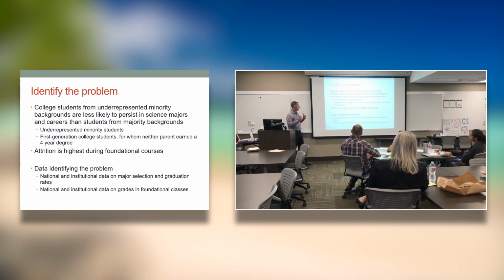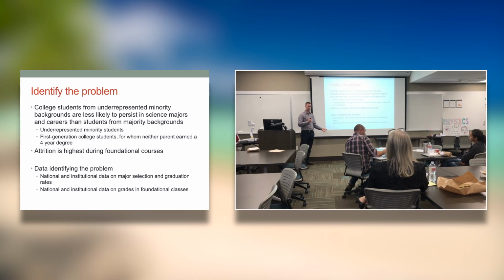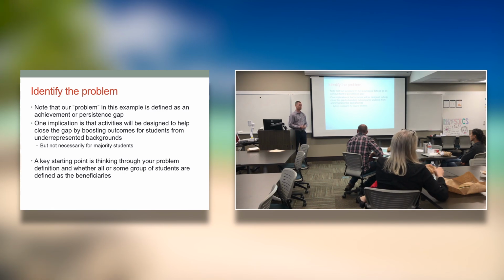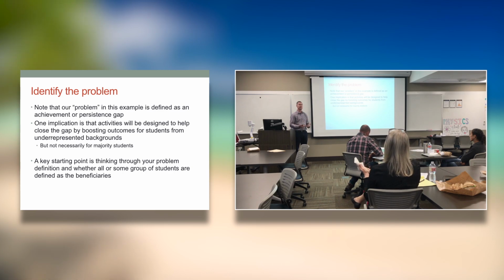Okay. So the problem we identified was an achievement gap or a persistence gap. Okay? And we thought, how can we try to close this? This is a point where you've got to figure out what can we do at this institution and where can I put my time. In our example, the problem is defined as a gap. That means that one of the implications is we're going to design activities that we think are going to help some students and not necessarily others. Some people really have a pushback to this idea. Some people think that any activity should help all students.